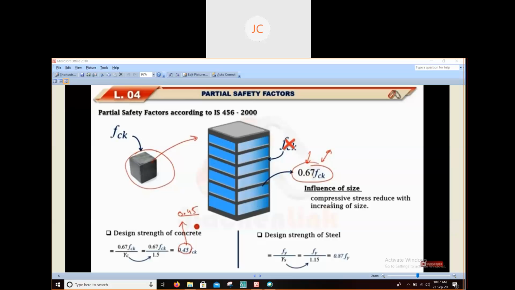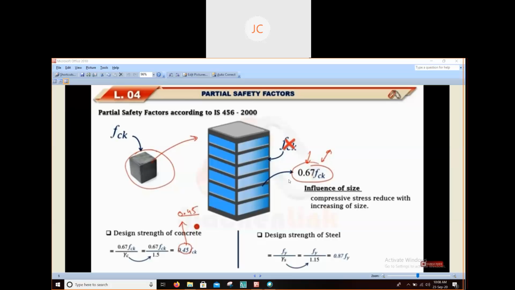As soon as the size of the concrete increases, the strength reduces. You can see compressive strength reduces with increase in size. For M20 grade of concrete, if you make a 15 centimeter cube, then only you will get 20. But if you are constructing a huge 1-story or 2-story or 5-story building, and you take one part from that building and test it, you will not get directly 20. Here it is written compressive strength reduces with increase in size.